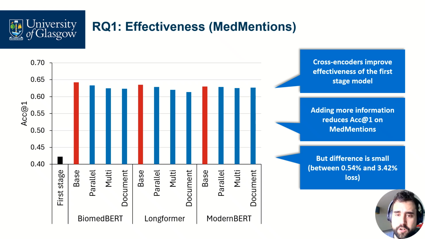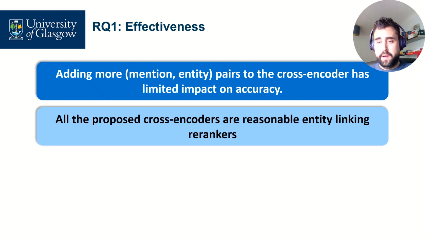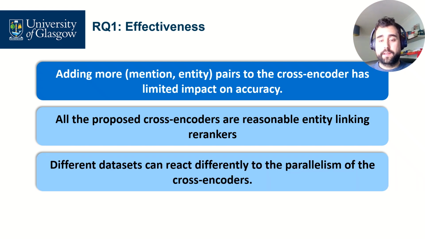And similar trends occur in other datasets, where we observe sometimes that the parallel cross-encoder even improves a bit the performance of the base cross-encoder, but the differences are very, very small. Which means that adding more mentioned entity pairs to the cross-encoders has a limited impact on accuracy, either positive or negative. And therefore, all the proposals are reasonable rankers for the task. Of course, different datasets can react differently to the parallelism of the cross-encoders, but this is one of our main objectives, which was not to harm the performance with our architectures. But let's see if we manage to improve the speed.